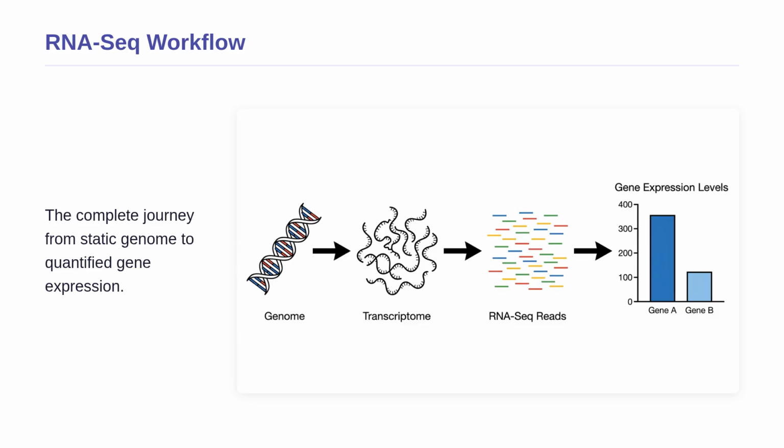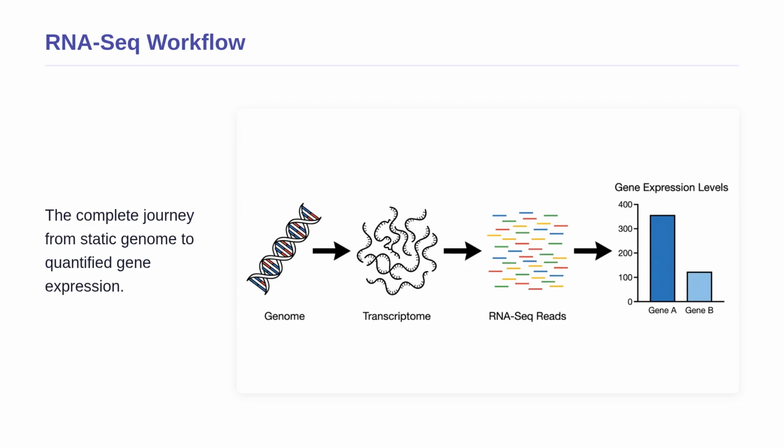Now that we have done the math, let us visualize the entire process we just learned. On the far left of this diagram, you see the static double helix of the genome. Moving to the right, this genome produces the transcriptome, represented by those wavy RNA strands. Next, through RNA-seq technology, these strands are shattered and sequenced into millions of short fragments, shown as the colored RNA-seq reads. Finally, using the TPM normalization and mapping algorithms we discussed, these reads are converted into the gene expression levels bar chart on the far right.